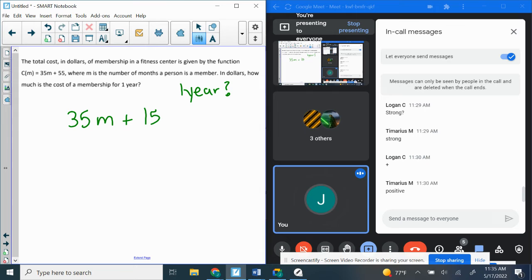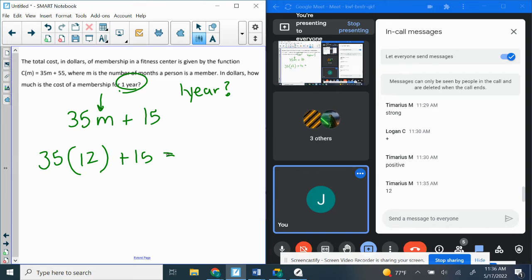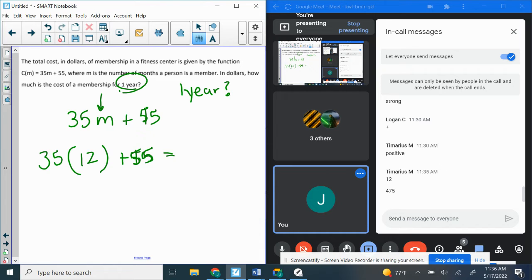So how many months is in a year? Yeah. So we don't want to put a 1 right here because this is in measures of months, but it does say years, so we have to convert it. So 35 times 12 plus 15. I'm sorry, plus 55. Wow, I don't know why I made it 15. Sorry. And what do we get? Yeah. So it's going to be $475 for the entire year membership.